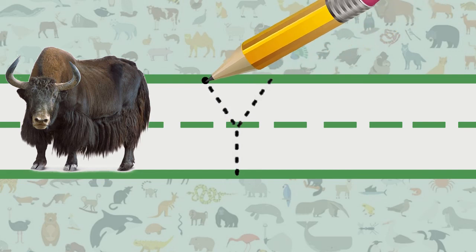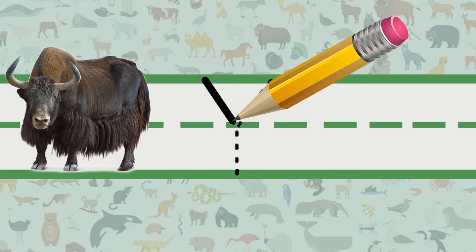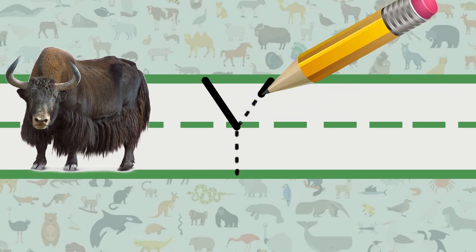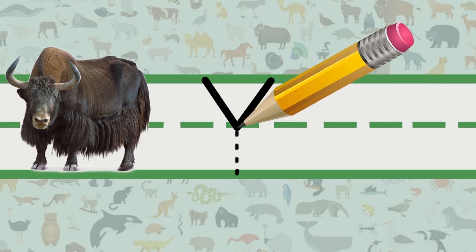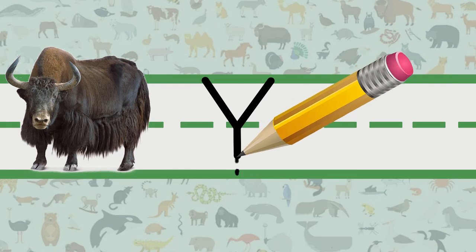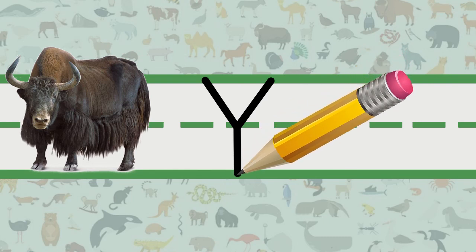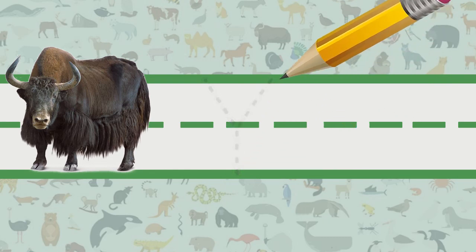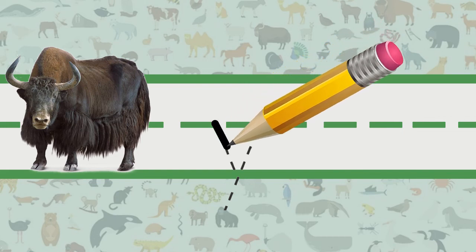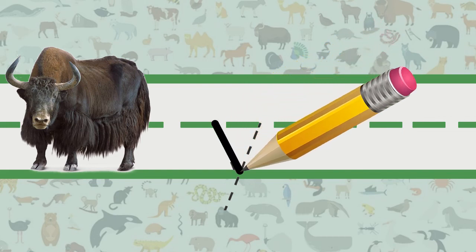Start at the top and draw a diagonal line down to the middle. Then go back to the top and draw another diagonal line down to the middle. Then draw from the middle a straight line down to the bottom. Good job. Now let's write little y or lowercase y. Start at the middle and draw a diagonal line down to the bottom.